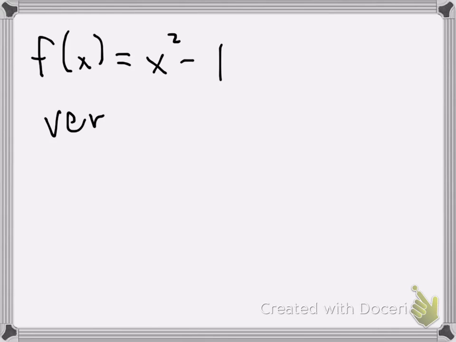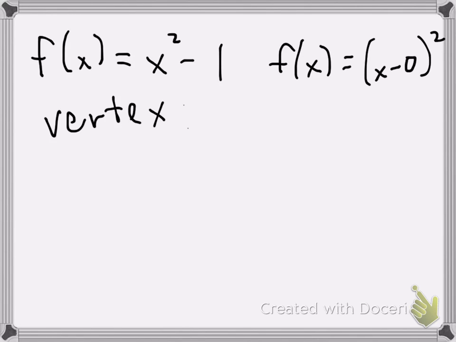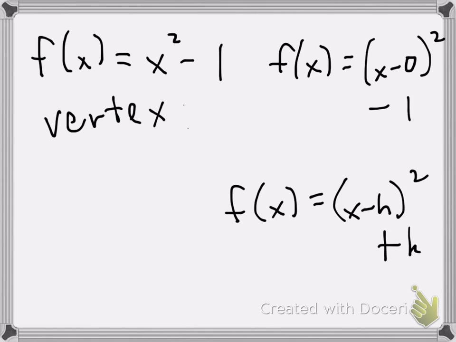It doesn't look like it because it doesn't have the parentheses, but this actually is in vertex form, and the reason is that there's no x term in the middle. So I could think of this as f of x equals x minus 0 squared minus 1, and then it's pretty clear, if you think about the general formula f of x equals x minus h squared plus k, that my h is going to be 0 and my k is going to be negative 1. So the vertex is at 0, negative 1.